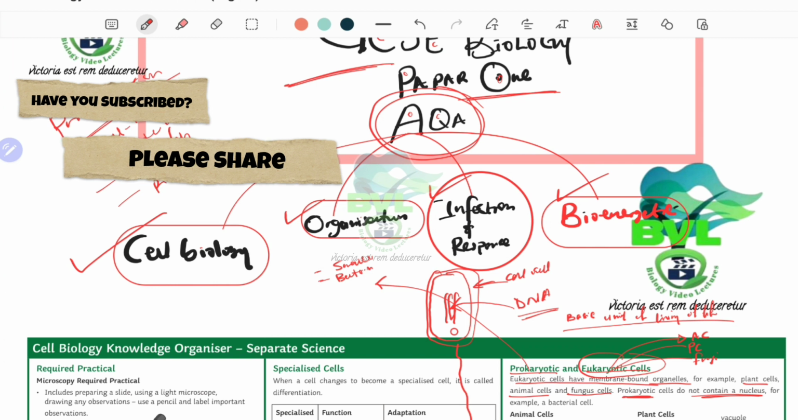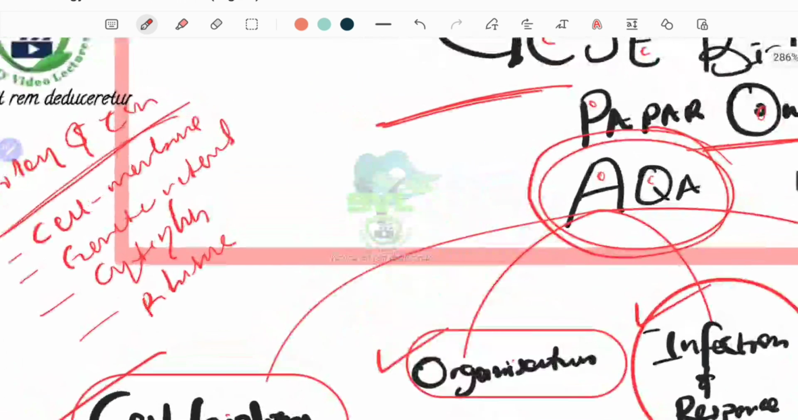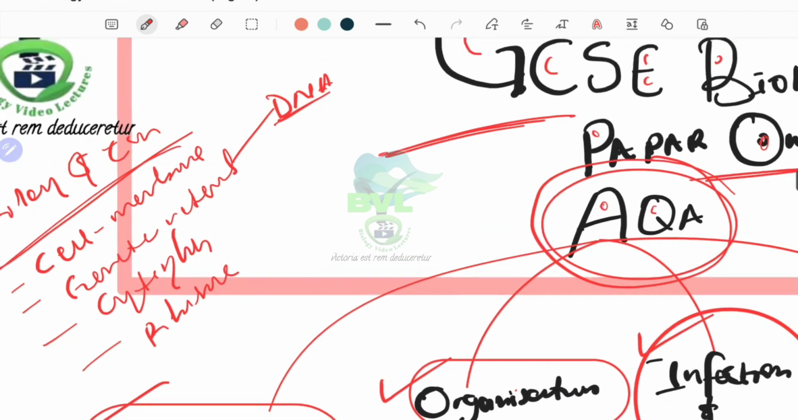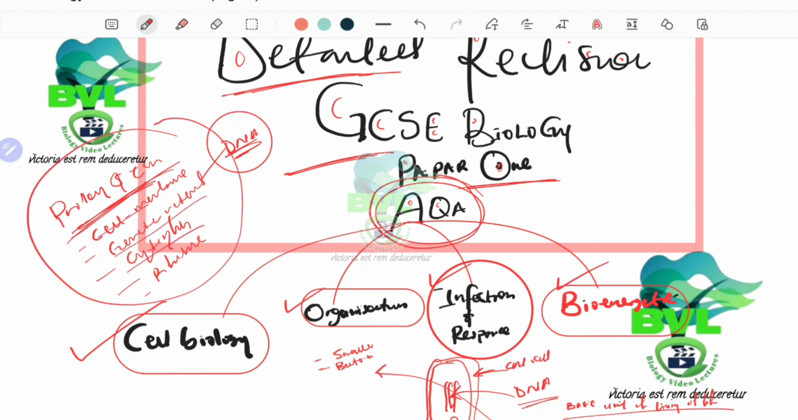I said genetic material. I did not say nucleus. That's because genetic material here simply means DNA, maybe RNA, but majorly just DNA. If I say nucleus, that means I've not taken the prokaryotic cell into consideration. When I say genetic material, every one of them has genetic material, whether it is in a nucleus or not. So these four structures, cell membrane, genetic material, cytoplasm, and ribosomes, are common to all cells, whether prokaryotic or eukaryotic.